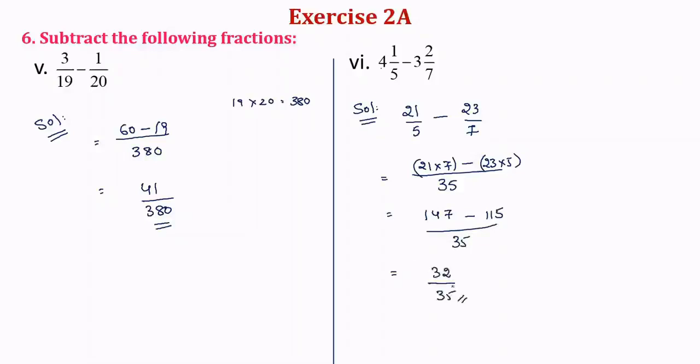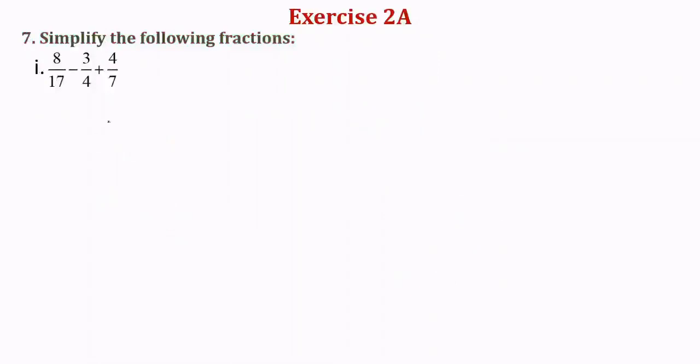Next, the seventh one. Here 3 fractions are given instead of 2 fractions. Here also the same procedure. First you have to take the LCM of the denominators. Observe here, I am taking 17, 4, 7. Is there any common factor for all these numbers? No. Therefore you have to multiply the numbers 17 into 4 into 7, which gives 476 as the LCM.